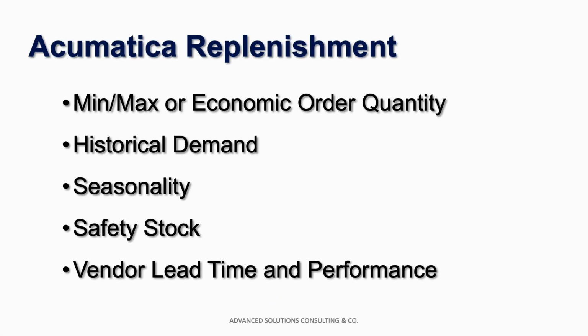Acumatica's replenishment logic is powerful and capable of accounting for preferred stock levels, historical demand, seasonality, safety stock, and vendor lead times. However, it is mostly unable to apply this logic to kit components because they technically lack any sales history or demand.